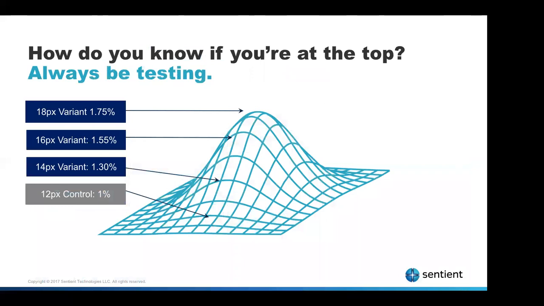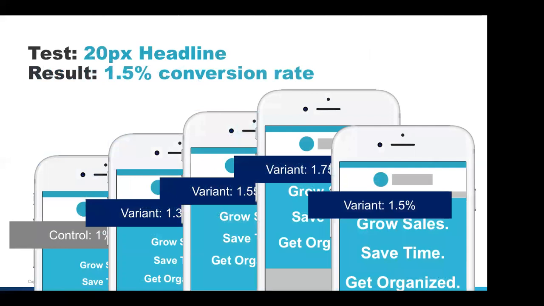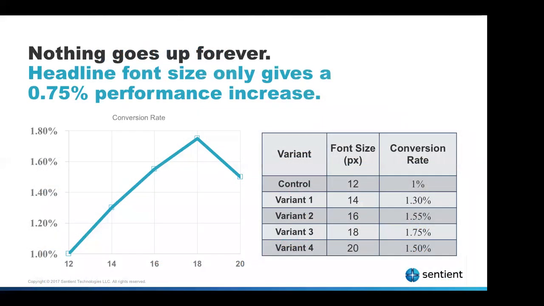But how do you know if you're at the top? How do you ever know really where you are? Well, the mantra is always be testing. So we keep testing. We test and test and test again. And our theory had been bigger is better. So let's try bigger again. And now we try a 20-point headline. And the result of the 20-point headline is a 1.5% conversion rate. Geez, it didn't really work. The rate went down, but we knew eventually that increasing size couldn't work forever, because nothing goes up forever.